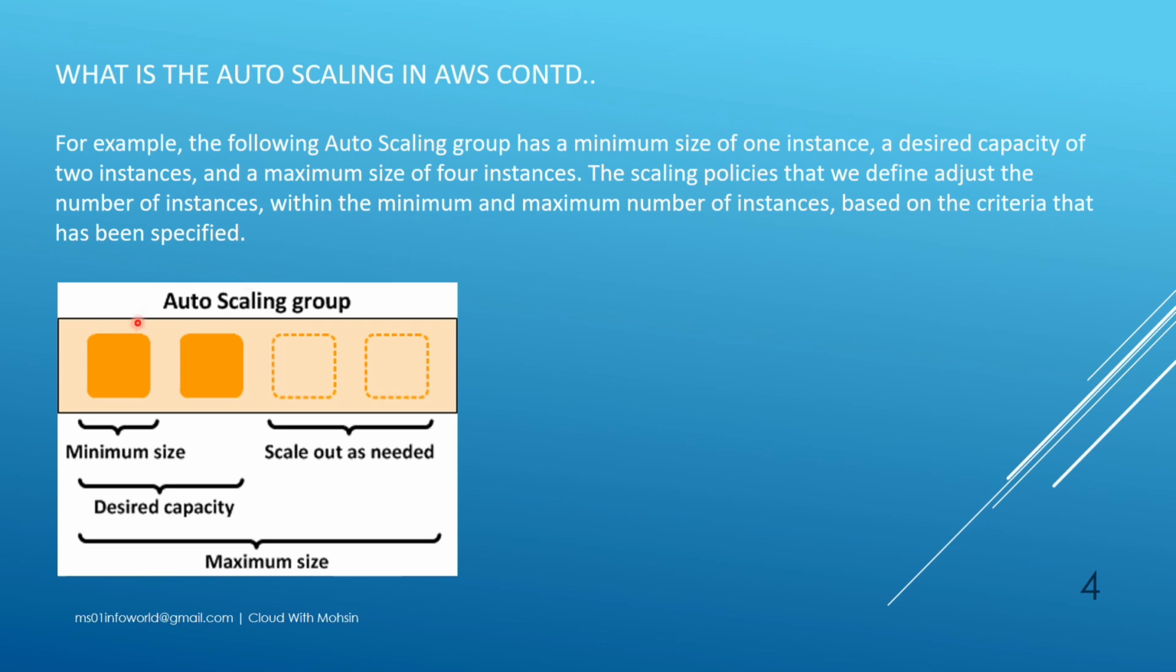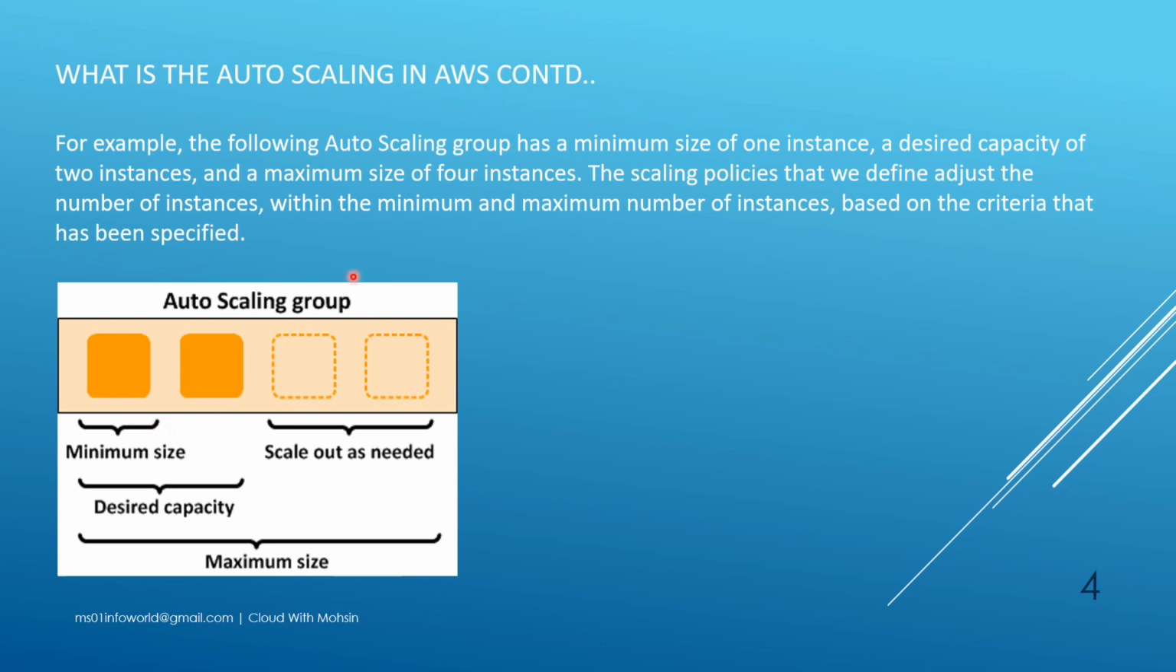As you can see, this is the auto scaling group. These are all EC2 instances. The maximum size is 4, minimum is 1, desired capacity is 2, and scale out as needed is shown. So as per this diagram, our application is running on the EC2 instances, and if we use this auto scaling group, we can specify that minimum it should run 1, desired capacity should be 2, and maximum 4.